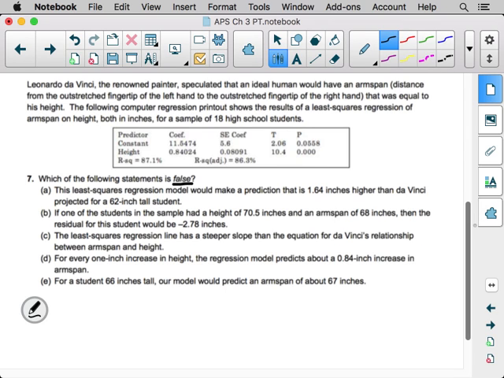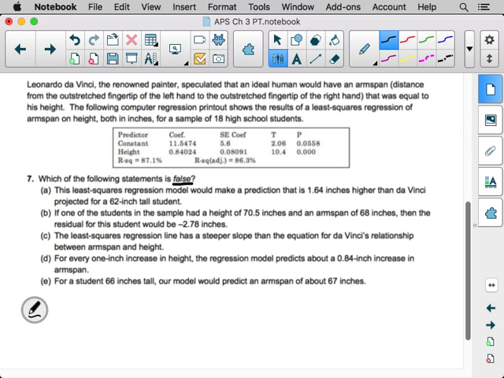Isn't this like the other one that we just did, right? That here there's going to be 4 true statements, 1 false statement. So A, the least squares regression model would make a prediction that is 1.64 inches higher than a Da Vinci projection for a 62-inch tall student. All right, so we're talking about two versions of predictions, right? What would Da Vinci predict and what would we predict? So isn't the first skill here figuring out what both of our equations are? Aren't there two equations in this problem?